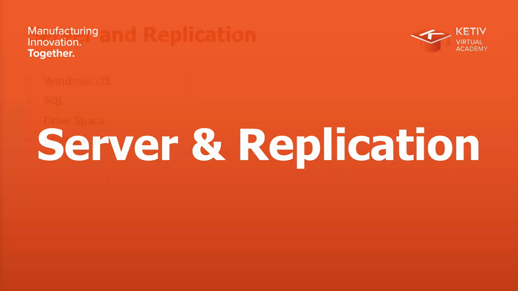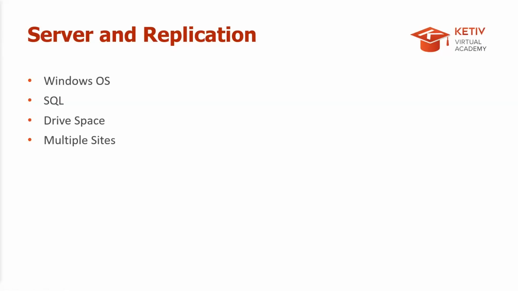So we made it 43 minutes. Yeah, it's a lot to go through. A lot of this stuff you can go more in depth on, for your specific environments and how you want those to work. But for server and replication here, Windows OS and SQL are the two main things that you're looking at for system requirements. You want to make sure that you have enough drive space. And then depending on whether or not you have multiple sites, multiple people in different locations, you want to look at the best way to get them connected to the vault.